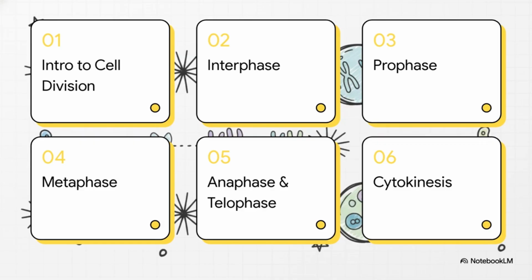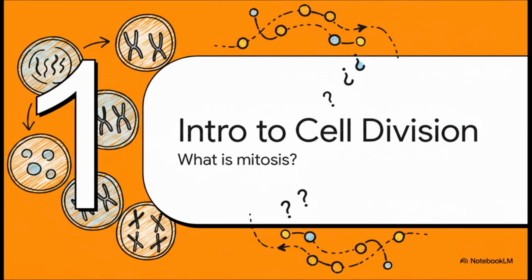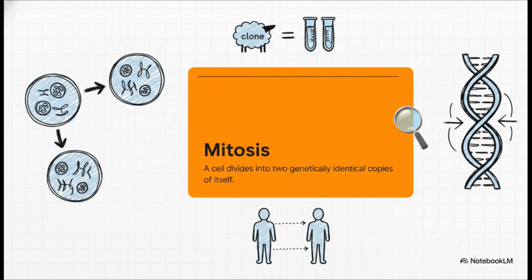Okay, so let's quickly run through our syllabus for today's build. We'll start with introducing cell division, then move into interphase, prophase, metaphase, anaphase, and telophase, and finally we'll wrap up with cytokinesis. Let's jump right into Section 1, Introducing Cell Division. So, what is the ultimate goal of our little construction project here? Well, mitosis is simply the process of cell division, where one single cell divides to produce two genetically identical copies of itself. We aren't just building a house that kind of looks like the original. No, we are building an exact, down to the millimeter replica.